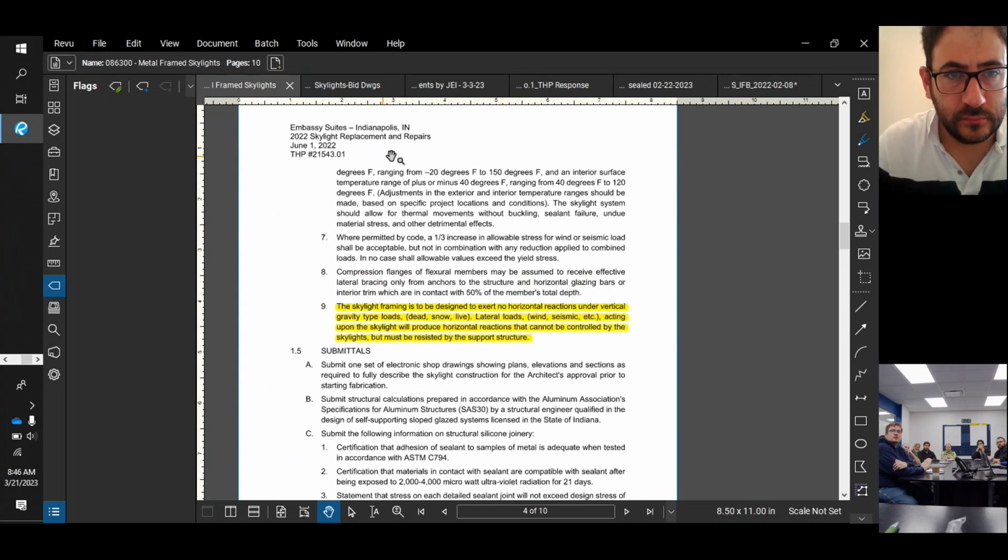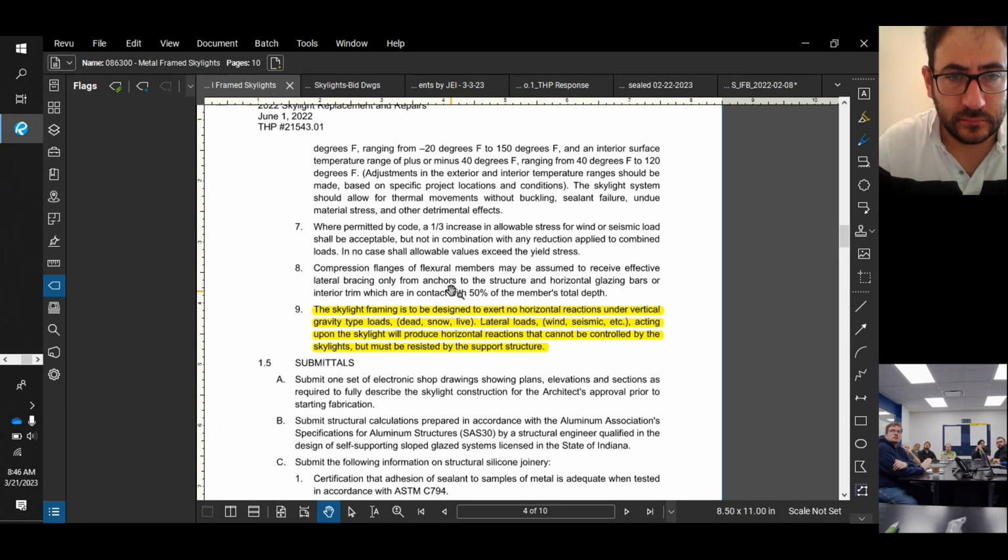This project in Indianapolis, Embassy Suites, had a paragraph in the specs that basically told us to not have any thrust on the supporting structure. The wording was a little bit vague, because it said to exert no horizontal reactions under vertical gravity type loads, such as dead, snow, or live. Lateral loads, when seismic acts upon the skylight, would produce horizontal reactions that cannot be controlled by the skylight, but must be resisted by the support structure.